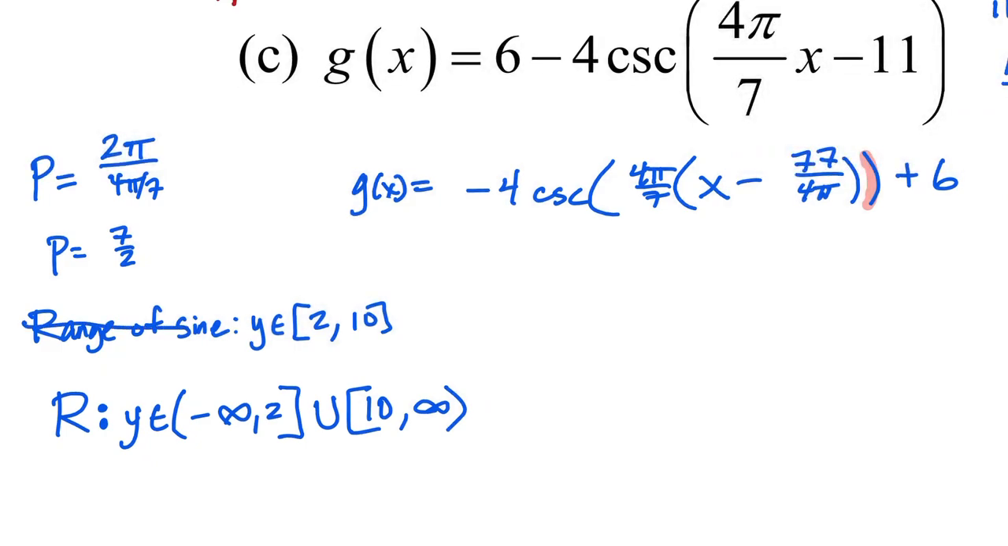Now, you don't have to write the range of sine. If you can go straight to the range of cosecant, go for it. I encourage you to do that. 6 minus 4 is 2. That's your first upper bound. 6 plus 4 is 10. That's your lower bound on the next interval.